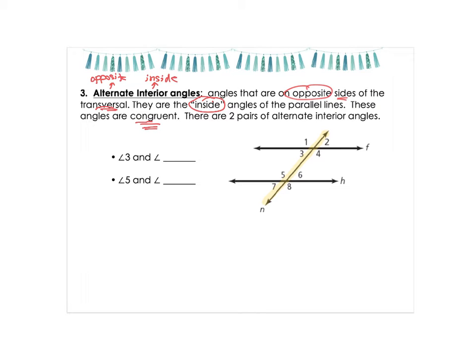All right, so then let's look at angle 3. So my inside angles would be 3, 4, 5, 6. But if I pick 3, 3 would go with not the 5, but would go with the 6 because it's on the opposite side of the transversal and they're congruent. Angle 5 would go with 4.